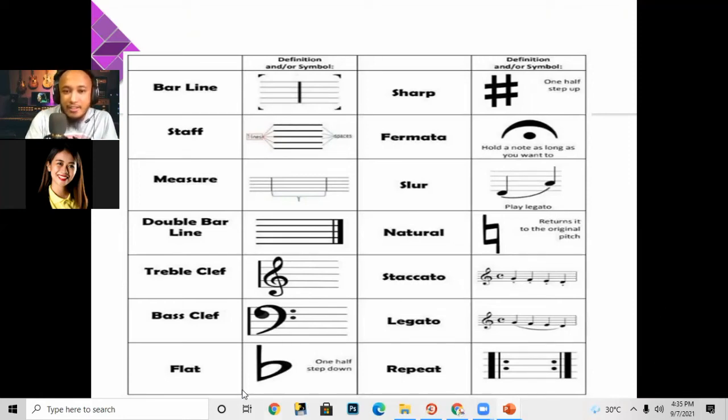Next, we have here flat. Meaning, when there is a flat, your sound goes flat. For example, you have from mi going to mi flat.